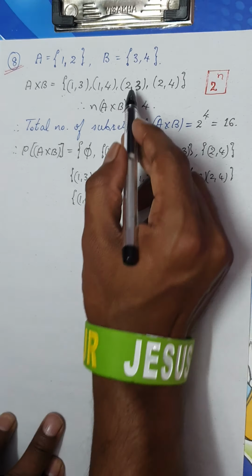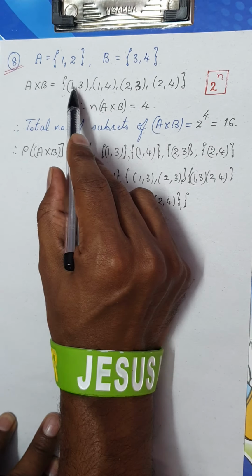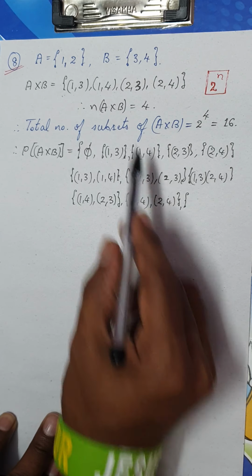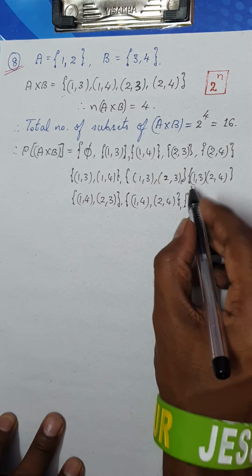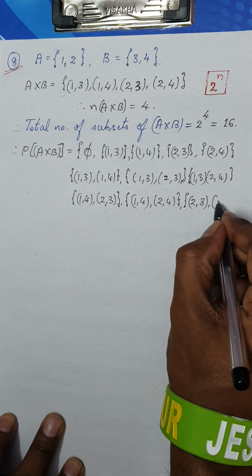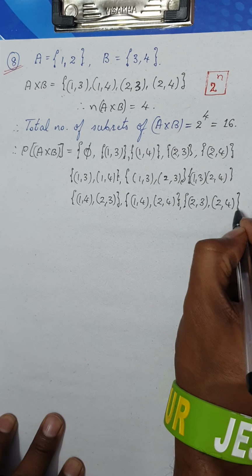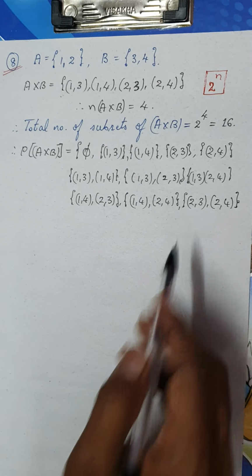Let's take (2,3). Now I cannot take (2,3) with (1,3), which is already there. I cannot take (2,3) with (1,4), that is also there. I can only take (2,3) with the next element, (2,4). This completes all the subsets with 2 elements.